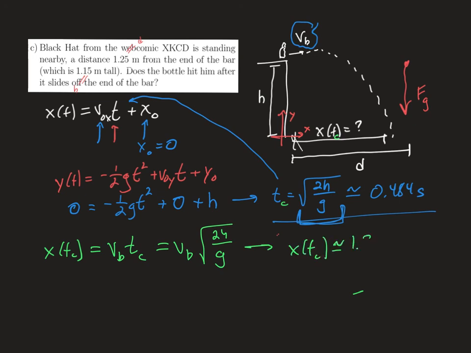1.3 meters. So indeed, that is further than the distance the person is standing, so it does indeed hit him, and the black hat guy from XKCD gets very angry when his shoes get covered in beer.